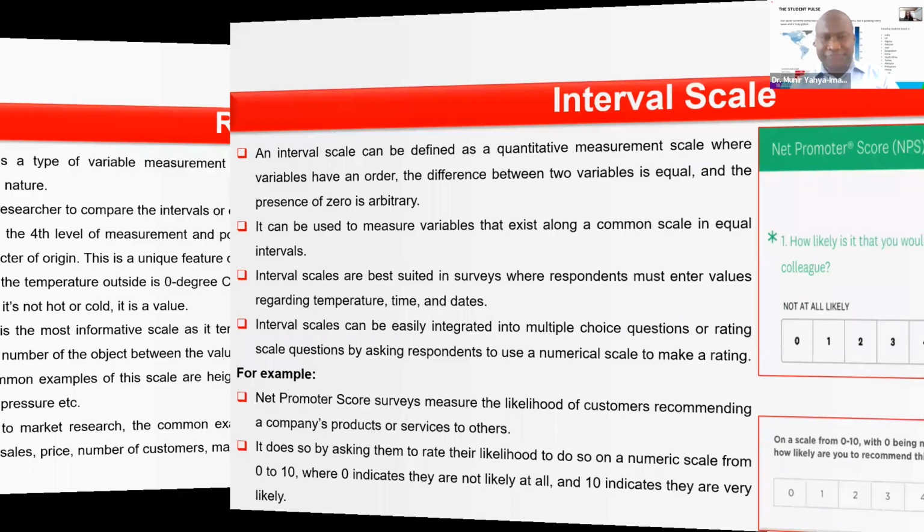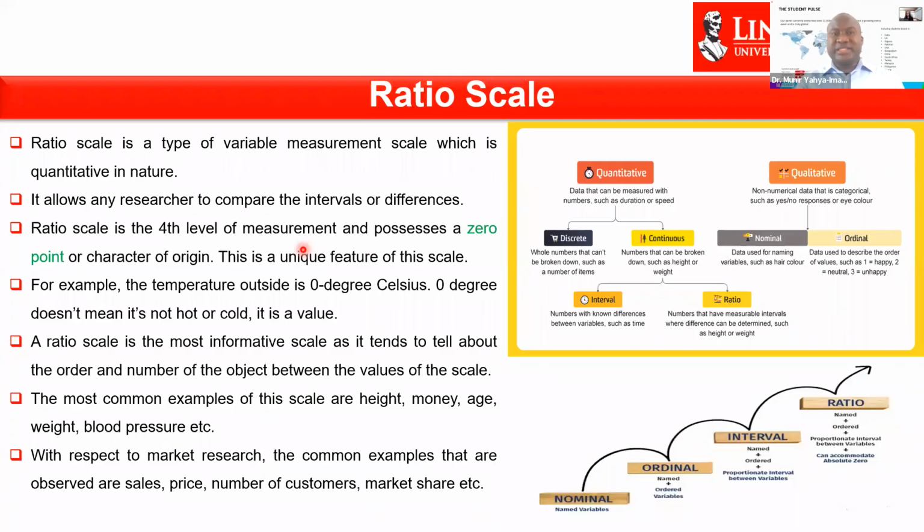Now, we also have ratio scale. Ratio scale is a type of variable measurement scale which is quantitative in nature. Okay, it allows any researcher to compare the intervals or differences. So ratio scale is the fourth level of measurement and possesses a zero point or character of origin. This is a unique feature of this scale. When we say the fourth scale, we have nominal scale, ordinal scale, interval scale, and ratio scale. For example, the temperature outside is 0 degrees Celsius. 0 degrees doesn't mean it is not hot or cold. It is just a value.